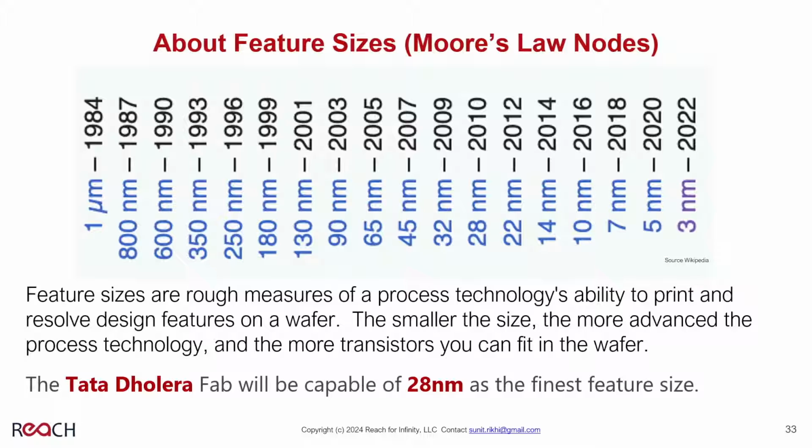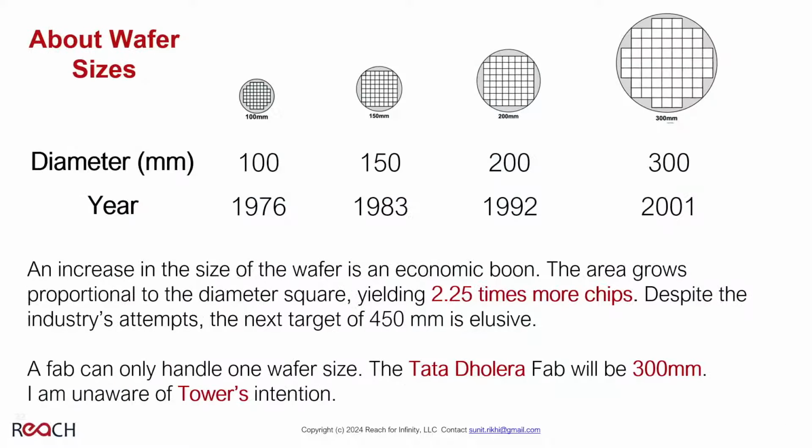This is feature size. Feature size can also be looked at as Moore's law nodes. And what are feature sizes? Well, they are roughly a measure of the fineness with which the fab, or this technology, can print. A fab doesn't necessarily have to be wedded to one technology. It can upgrade its technology to the next level. However, this wafer size is important.